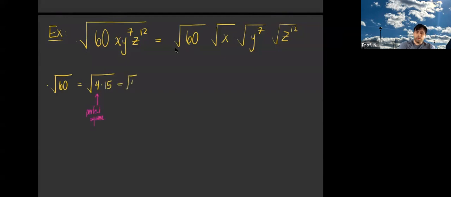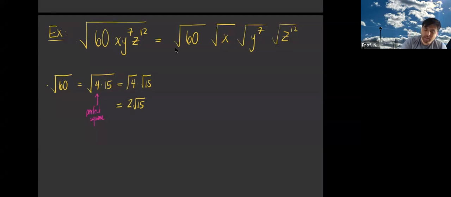Square root of 4 multiplied by square root of 15. What's the square root of 4? It's 2. So 2 rad 15. So I know how to break down rad 60. Now rad x. Can I break down x any further? I can't. It's just raised to the first power. So I can skip rad x. I can't break down rad x any further.